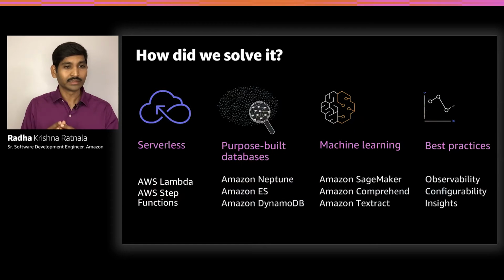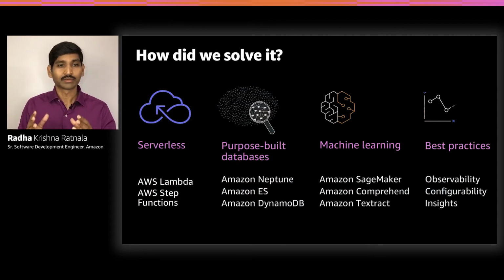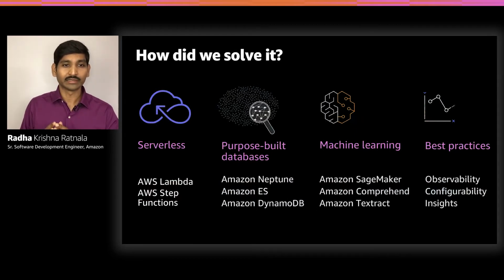The second component is purpose-built databases to solve the complexity. We have built a knowledge graph using Amazon Neptune. We are using Amazon Elasticsearch for the text search. We are also using Amazon DynamoDB for faster lookups. The third component is machine learning. We are using artificial intelligence services and we also built our own models and then deployed them using Amazon SageMaker. Machine learning helps us adapt to the change.